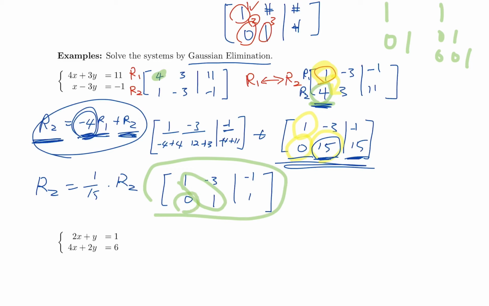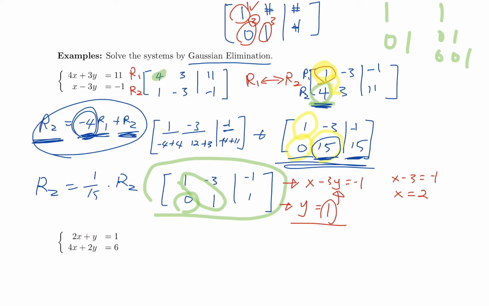Now we need to translate this into our final answer. So what is final answer? This tells us that, let's rewrite to our equation. This says x minus 3y equals negative 1. This tells us that 1y equals 1. So we have y equals 1. So then I can plug this y equals 1 to right here to solve for x. So then we have x minus 3 equals negative 1. X equals 2.